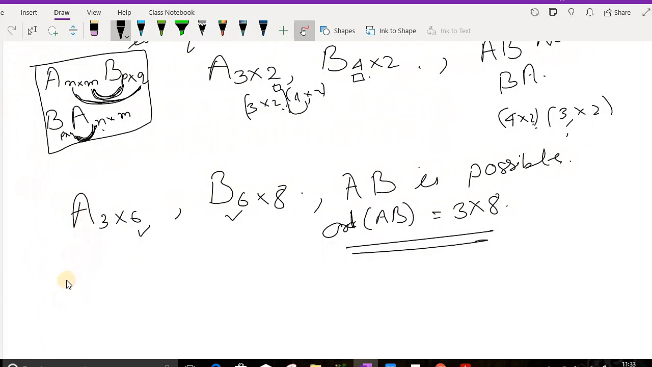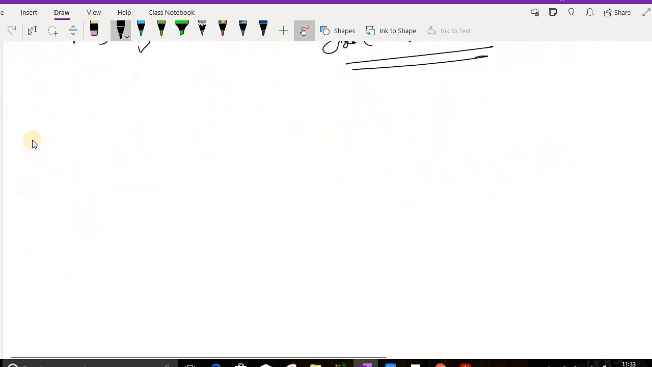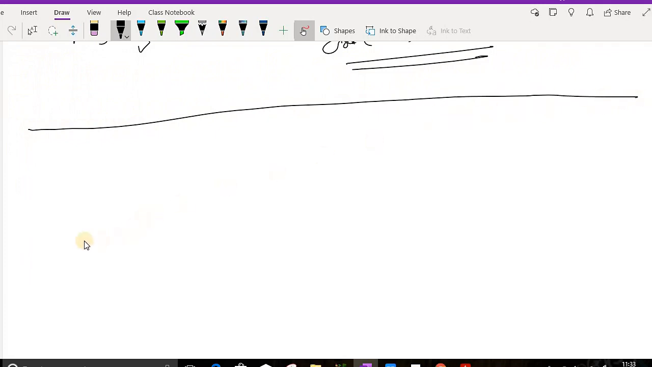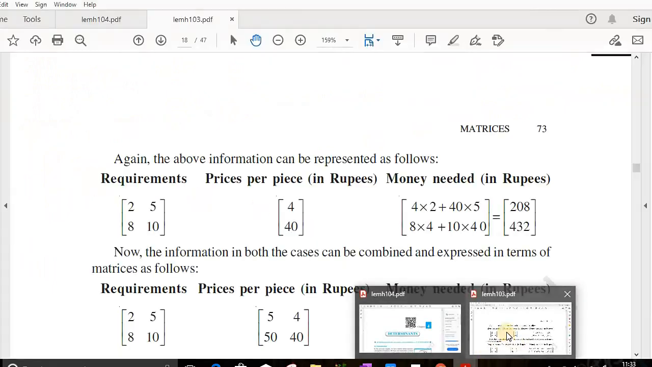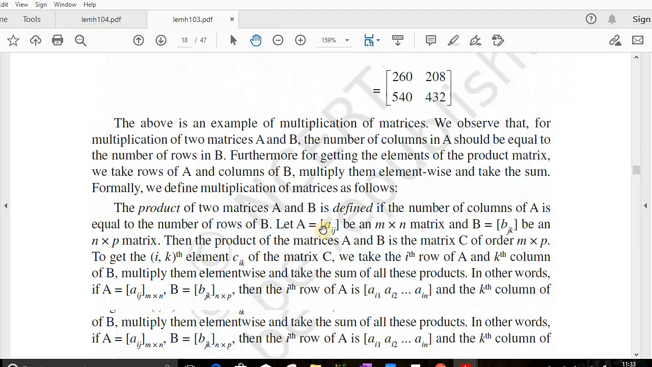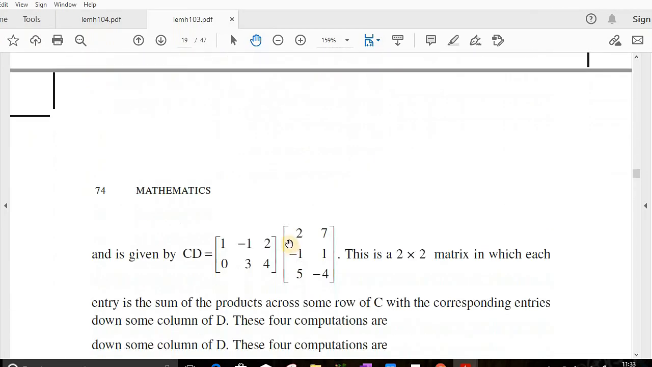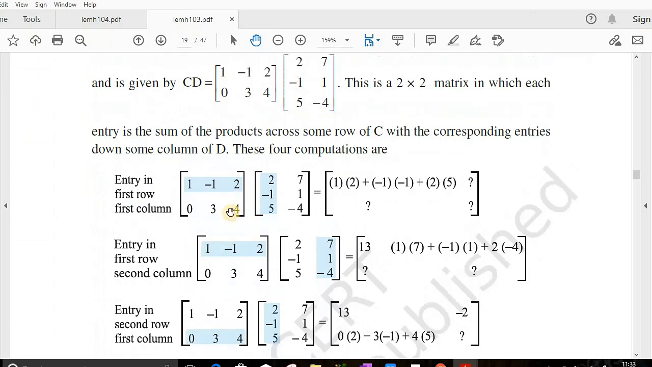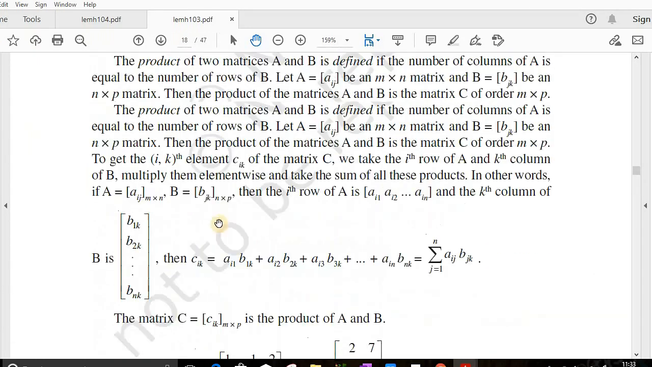So that is the thing. If you are clear now, we can go forward with the definition of matrix multiplication. I'm not going to give you the detailed definition directly here, I'll just be going through this book, because it has been done here I think. Let's see.